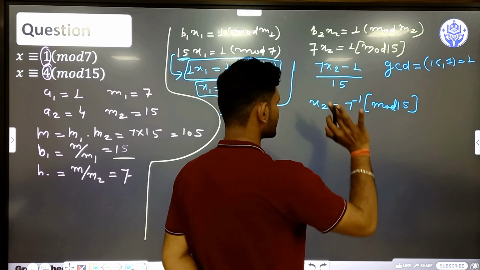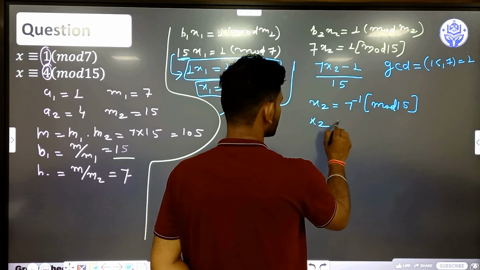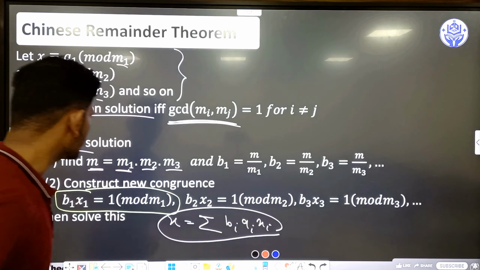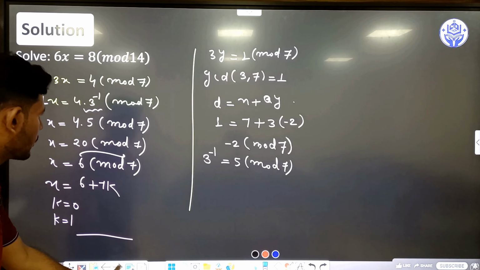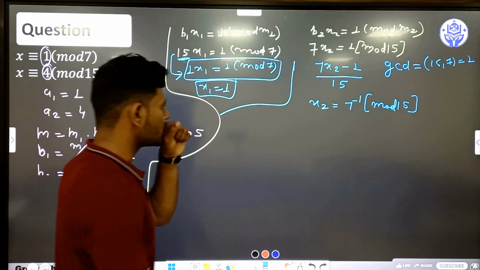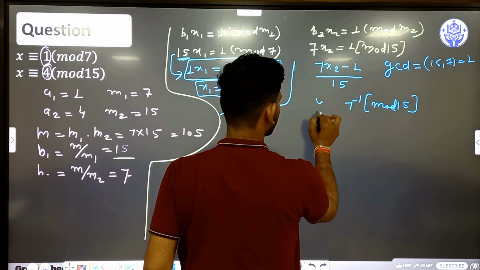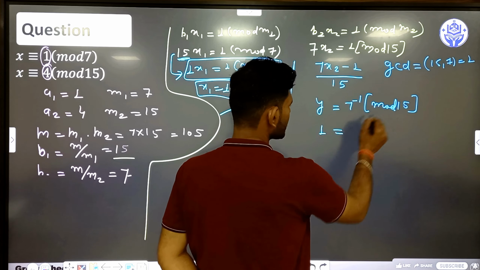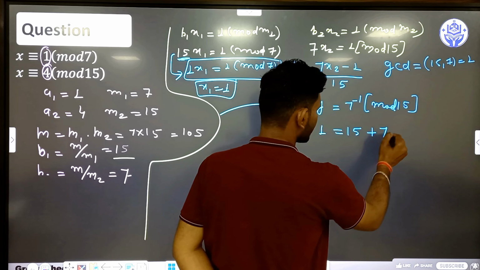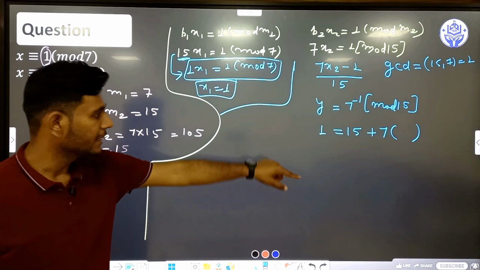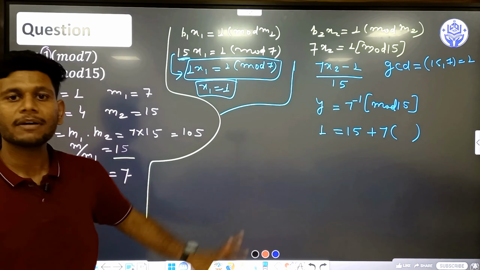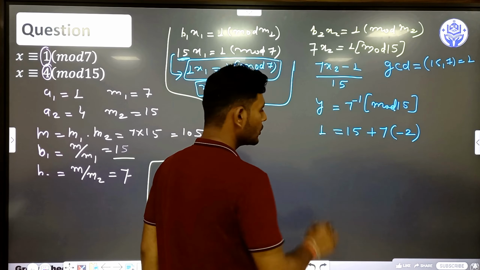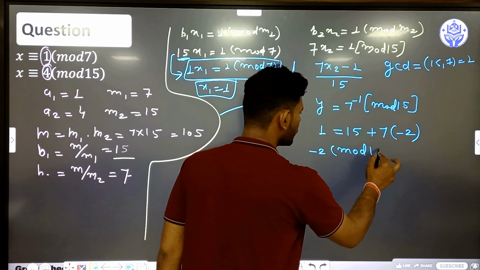There are two methods I will explain. The first one is this: x2 equals 7 inverse. We have already used this way in the earlier question. Let's say it is my y. Now what is the GCD? That is 1. What is the modulo? That is 15 plus 7. The result will be 1 only. So can I write minus 2 here? Yes, of course I can. Then it is nothing but minus 2 mod 15.